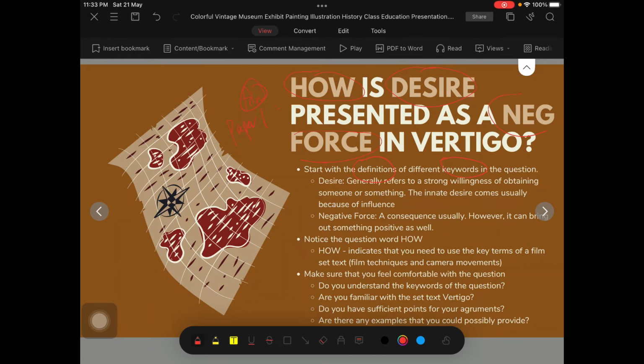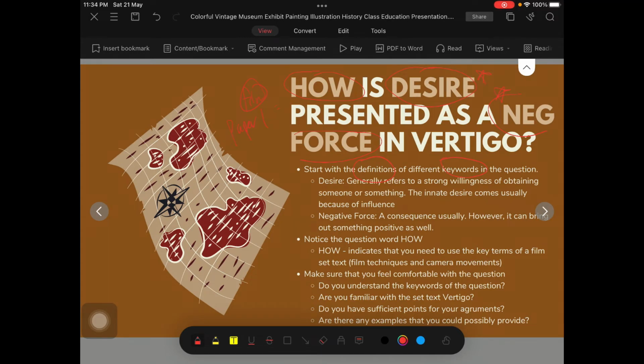Then here comes the question, which keywords do you need to define? In this video, I'm going to show you that different question words do not all have to be defined. It's usually the nouns, and sometimes the adjectives, that need to be defined. For example, in this question, desire and negative force need to be defined.